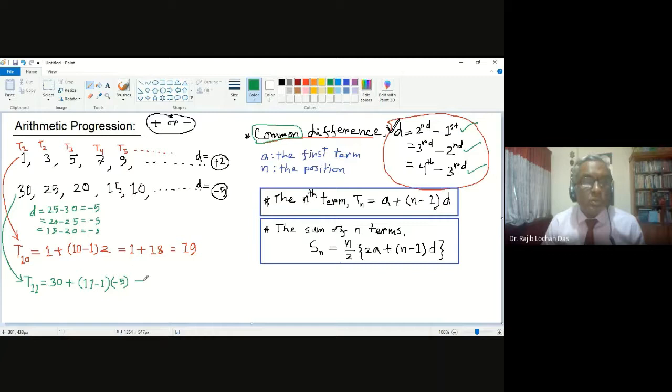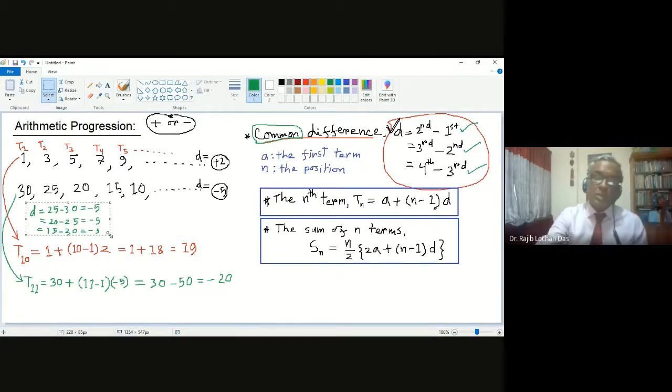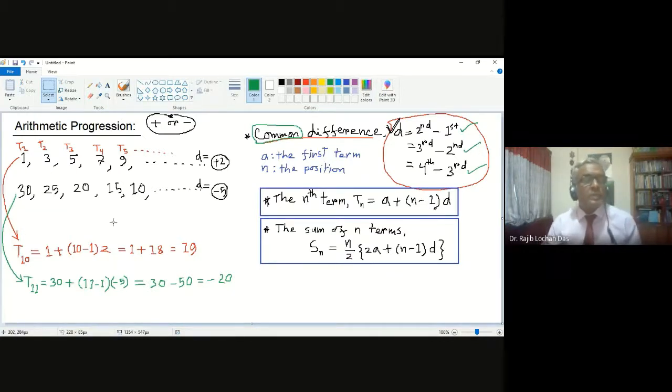Now continue. So it is what? 30, then minus 10 into 5. So minus 50. So it is actually minus 20. Now this is T11, that is the number in the 11th position for the second example. Is that okay or not okay? Okay, sir.